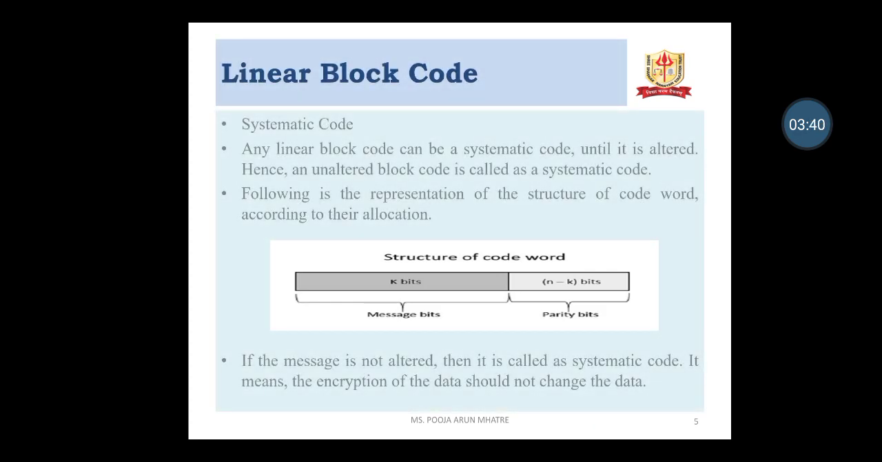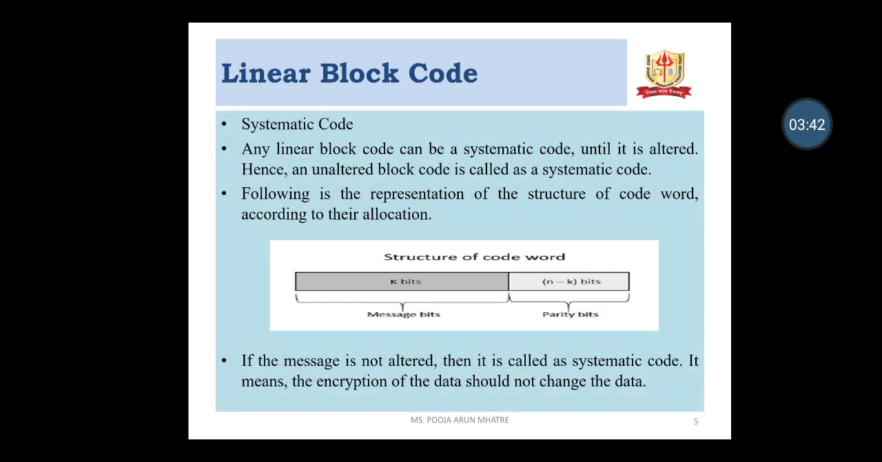Here is the diagram showing the structure of the code word. The left part is k bits, that is the message bits, and the right part is n minus k bits, that is the parity bits.